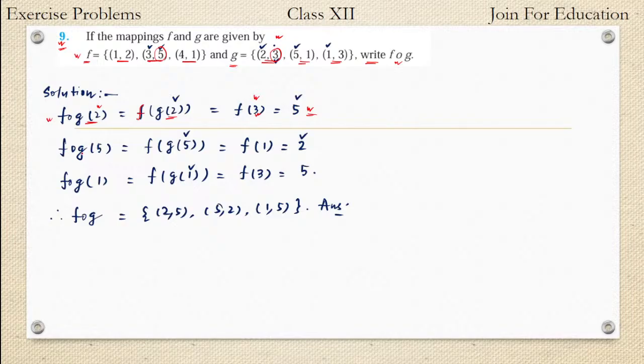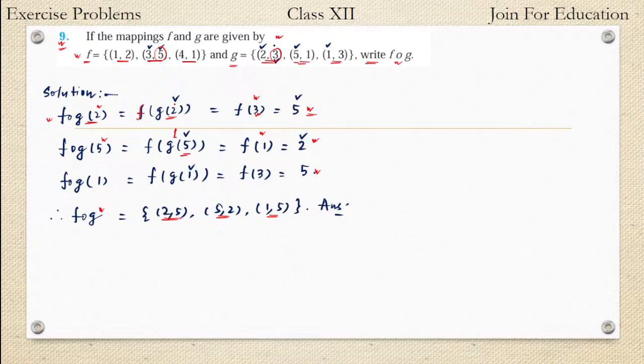Similarly, composition of GF for 5. For G5, this one is 1. So for F1, this is 2, and so on. For F3, this is 5. The composition of G and F are 2 5, 5 2, and 1 5.